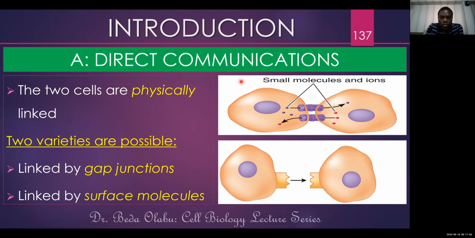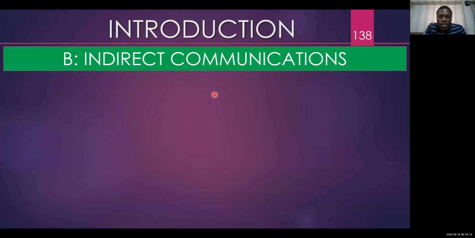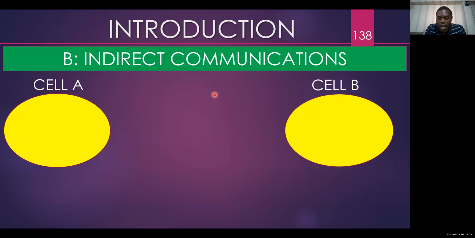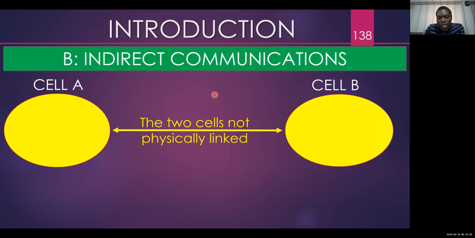All right, so we've talked about direct type of communications. Now let's talk about the indirect type of communications. As I mentioned earlier, for direct communication, the cells are in physical contact. That means that for indirect communication, the cells are not in physical contact. The two cells are not physically linked. There is some distance between them.